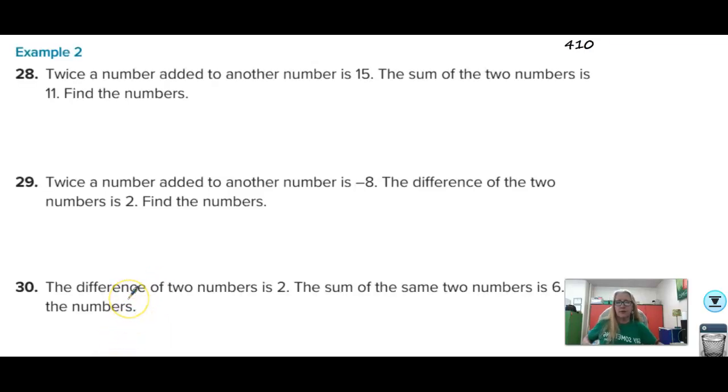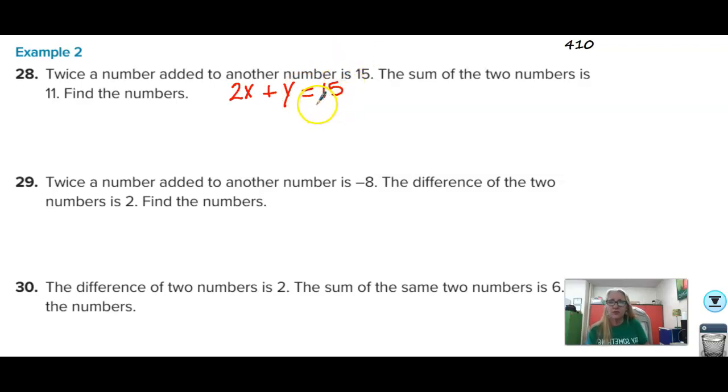All right, so let's talk word problems, okay? I love the word problems in this section too. Twice a number added to another number is 15. The sum of the two numbers is 11. Find the numbers. Okay, so again, we're working with a number and another number. We're going to call a number x and another number y. So twice a number added to another number is 15. So 2x plus y equals 15.